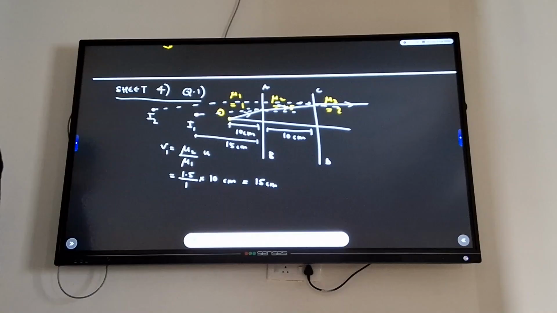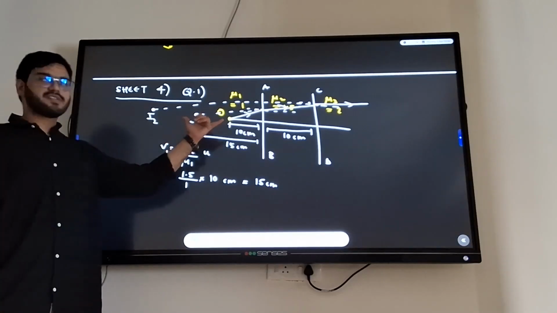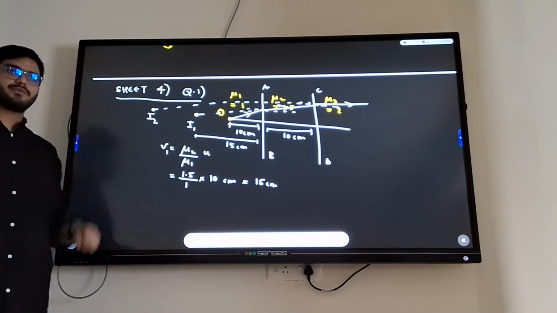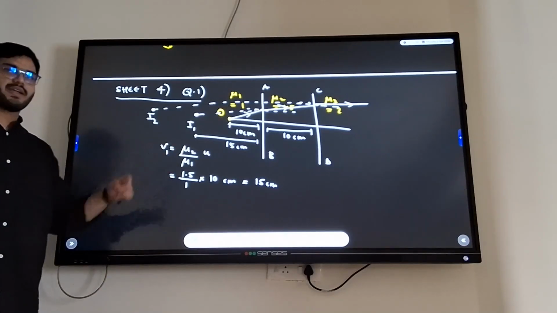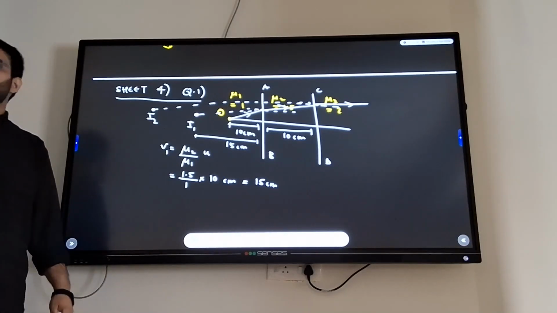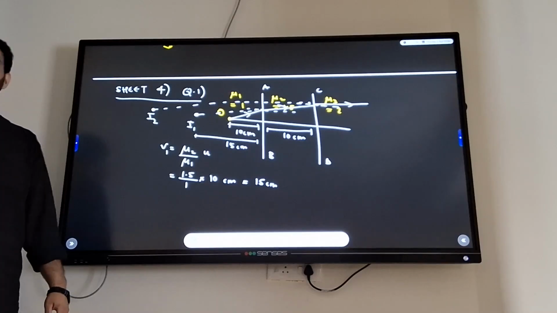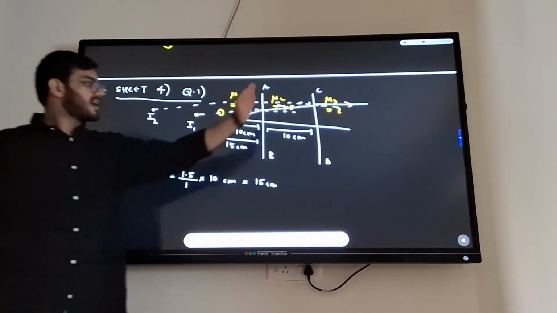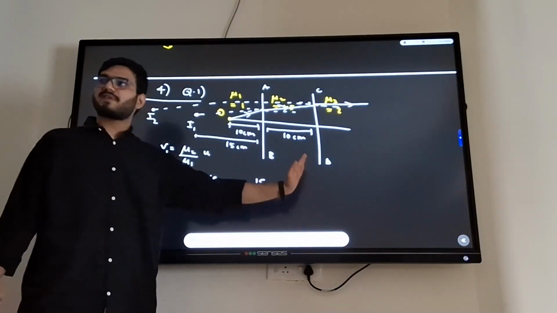Where is my second refraction occurring? CD. For CD, I should assume I1 as an object and create the image I2. I should apply the formula again. But what will my object distance be now? 25. It should be 25. Is it all okay with everyone? Yes, because I have to consider it with respect to this surface now.